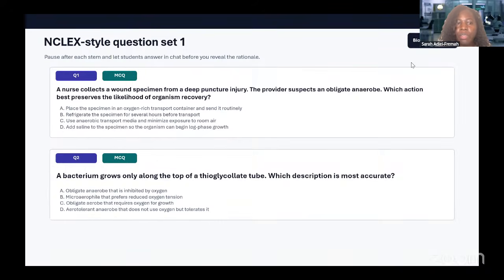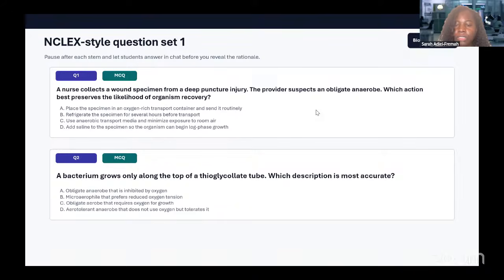So A, you place the specimen in an oxygen-rich transport container and send it routinely. B, refrigerate the specimen for several hours before transport. C, use anaerobic transport media and minimize exposure to room temperature. And then D, add saline to the specimen so that the organism can begin log phase. So let's see the responses that we are getting from here.